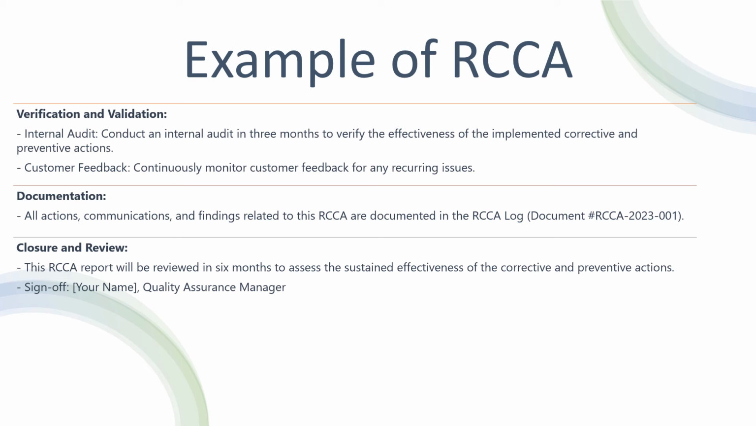Further, all actions, communications, and findings related to this root cause corrective action are documented in the root cause corrective actions log. For example, this could be the document RCCA number 2023-001. Finally, this root cause corrective actions report will be reviewed in 6 months to assess the sustained effectiveness of the corrective and preventive actions. And the quality assurance manager will be responsible to sign off the report.